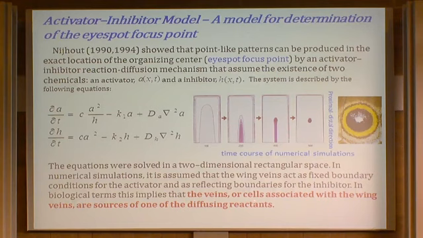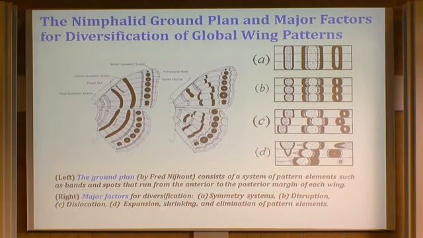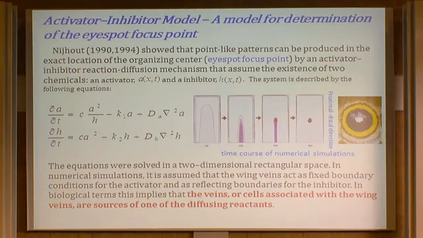In his numerical simulations, this is a vein, a wing vein associated with the cell. The vein acts as a source of one of the diffusing reactants. But this is a simulation of a local pattern, just within one wing cell. So the picture is the activator concentration.